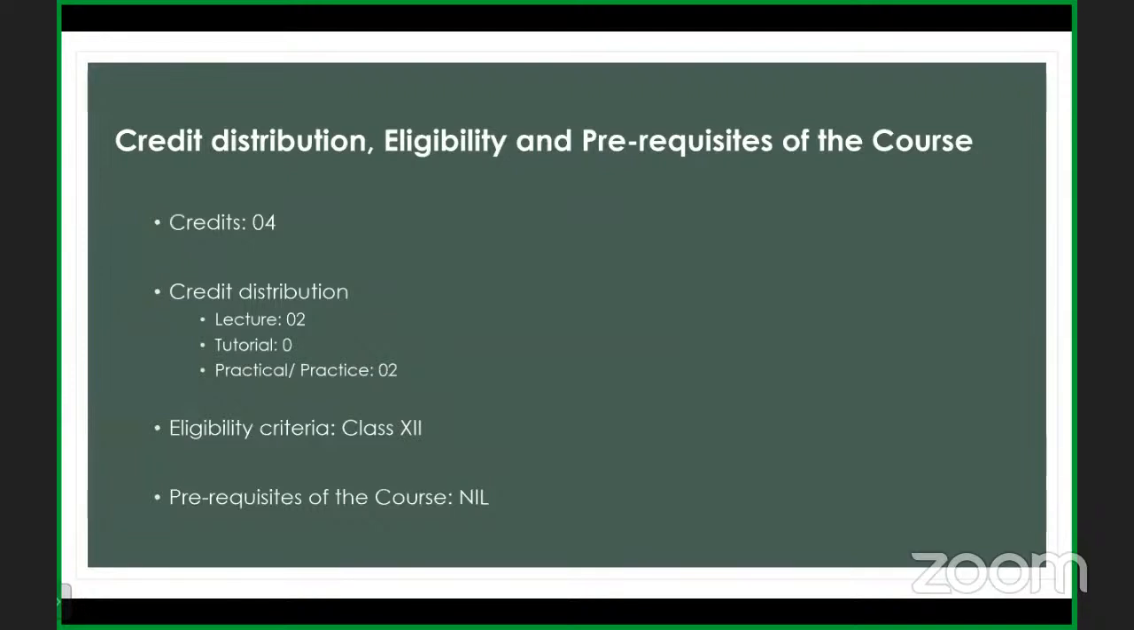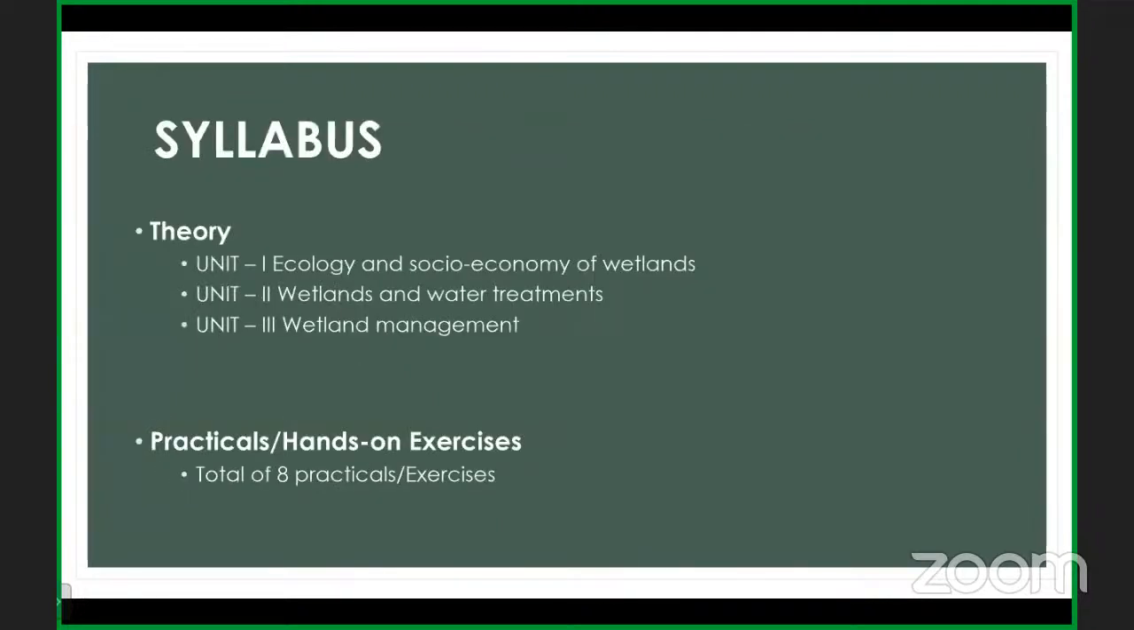The two components are for the two credits: two for the practical component and two for the theory component. The minimum eligibility criteria for this course will be 12th pass from any stream, and there are no prerequisites for this course. The overall syllabus will have three units for the theory, and there will be a total of eight field-based practicals.